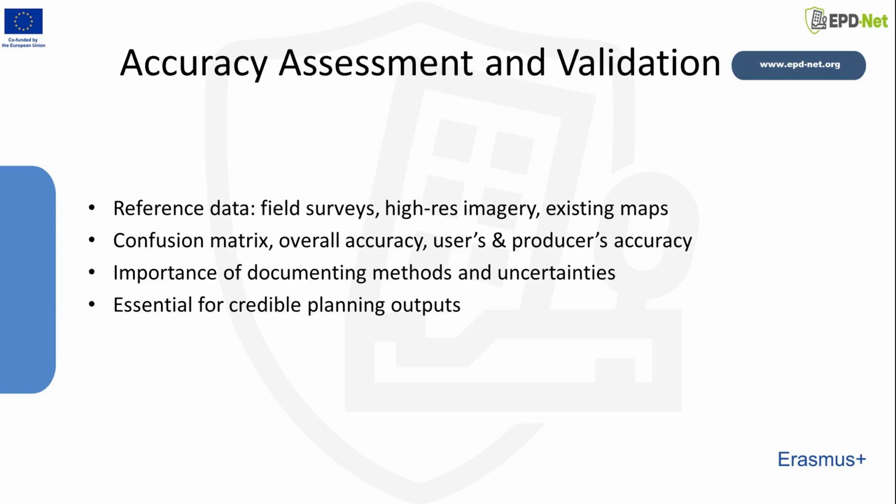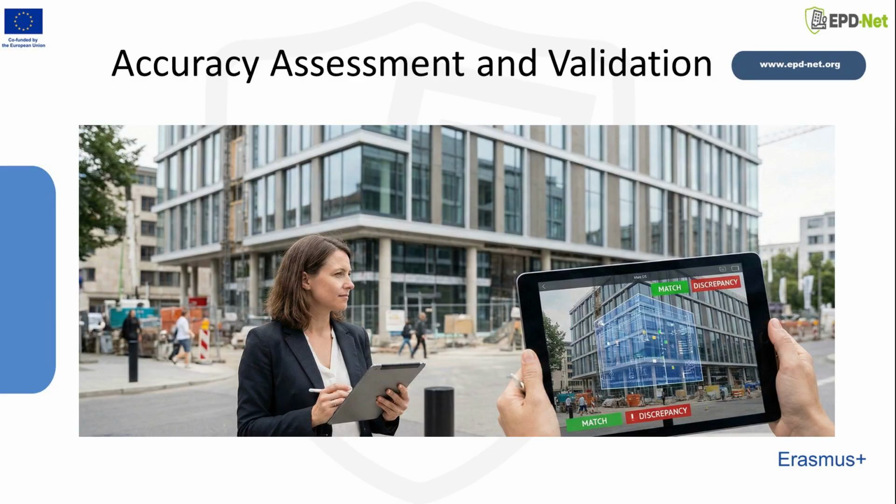For continuous variables, correlation coefficients or error statistics may be used. We stress that documenting accuracy and uncertainty is not merely a technical detail, it directly affects how much confidence planners and stakeholders can place in the resulting maps. Transparent reporting of validation methods and limitations helps avoid overinterpretation of products and supports informed, cautious use in decision-making.